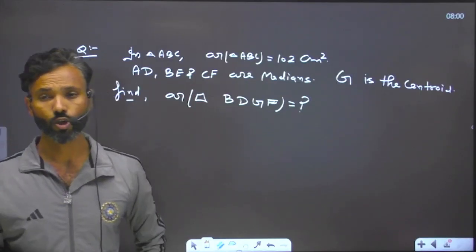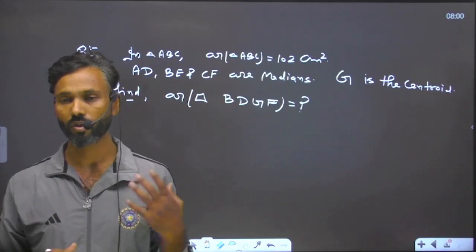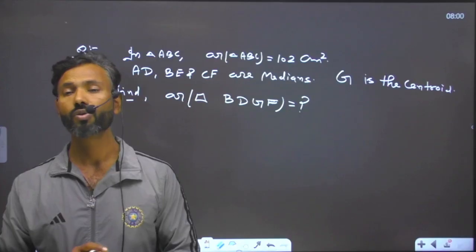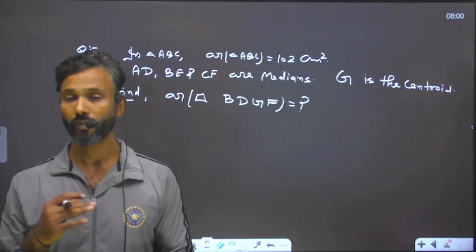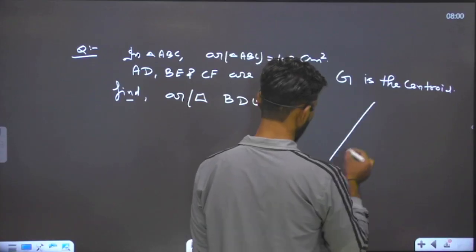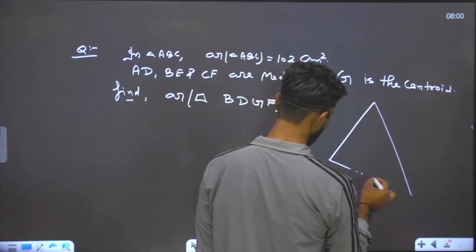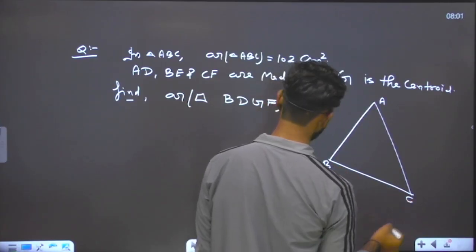Listen to me. In geometry, before solving the question and just to understand the language of the question properly, we need to draw the diagram based on the provided information. So at first we will draw the diagram. This is the triangle ABC.